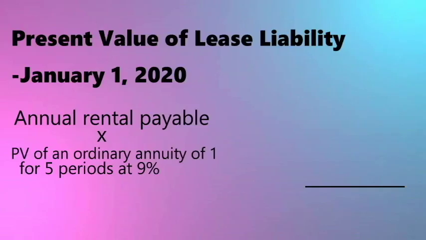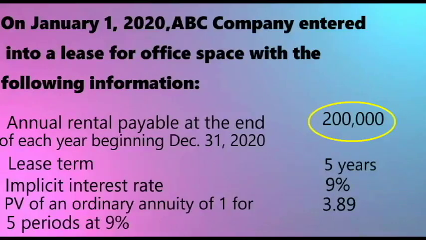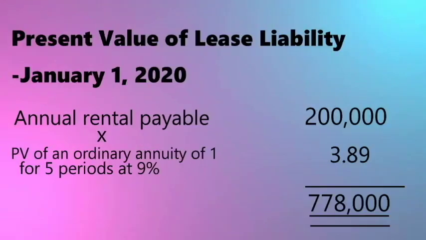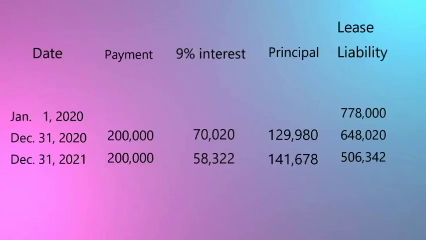So the first step is we are going to find and compute for the present value of the lease liability on January 1, 2020. So in this situation, meron tayong annual rental payable at the end of each year na 200,000 times the present value of an ordinary annuity of 1 for 5 periods at 9% implicit rate in the lease. So, 200,000 times 3.89 is equals to 778,000. So, this is the present value na gagamitin natin for the amortization schedule for 2020 and 2021.